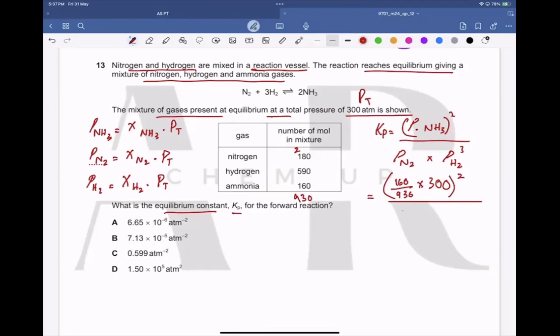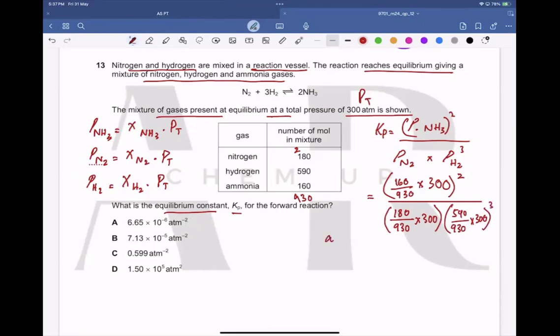Okay. Thank you, Hassan. Divided by the partial pressure of nitrogen. Nitrogen is 180, total moles are 930, multiplied by 300. And there is no power on nitrogen, right? Then hydrogen, 590 over 930 multiplied by 300 and its power is cube. Can anyone calculate and tell me the answer?